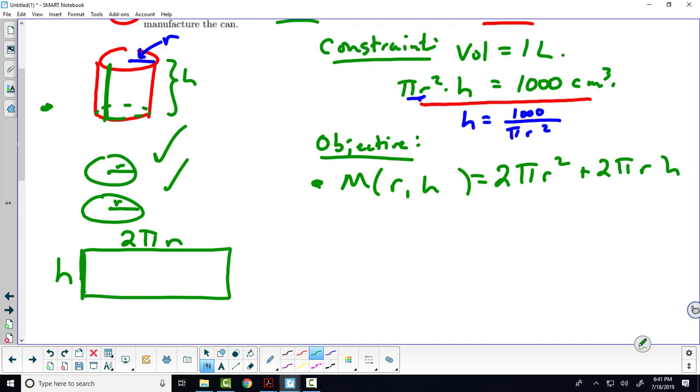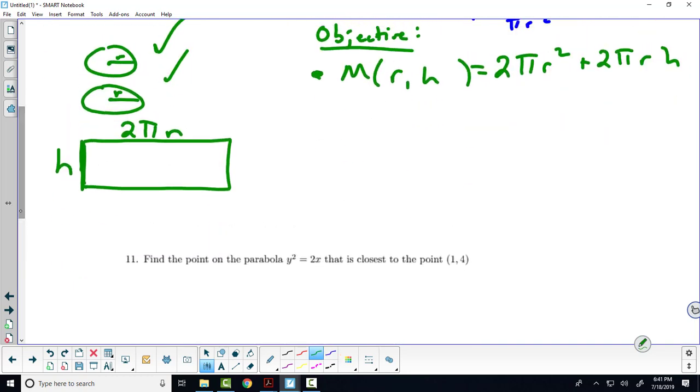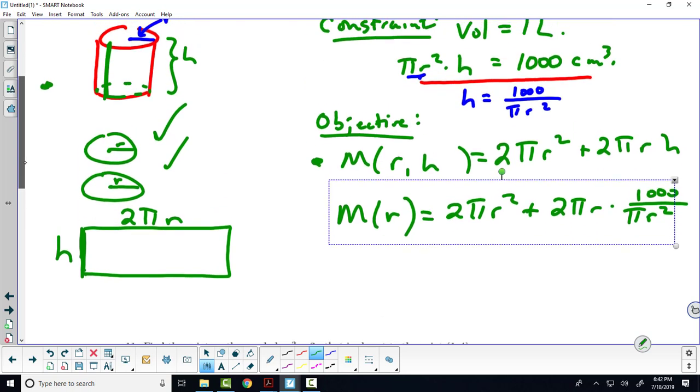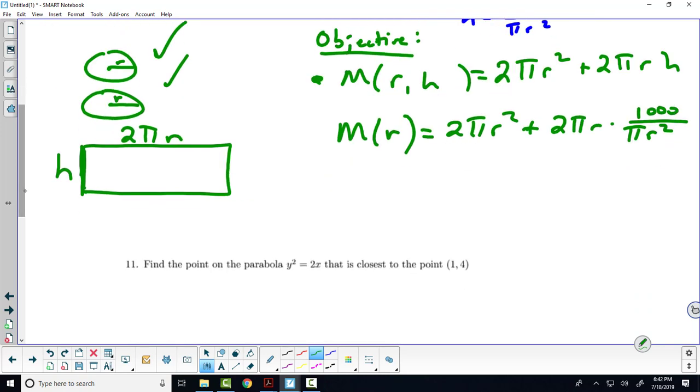So at long last, we can write the amount of material as just a function of one variable r. It would be 2 pi r squared plus 2 pi r times 1,000 over pi r squared. I can take one more step to clean this up. As we've always seen in this class, it's easier to clean up your functions before you do calculus with them. And that's our objective function, now written as a function of just one variable.